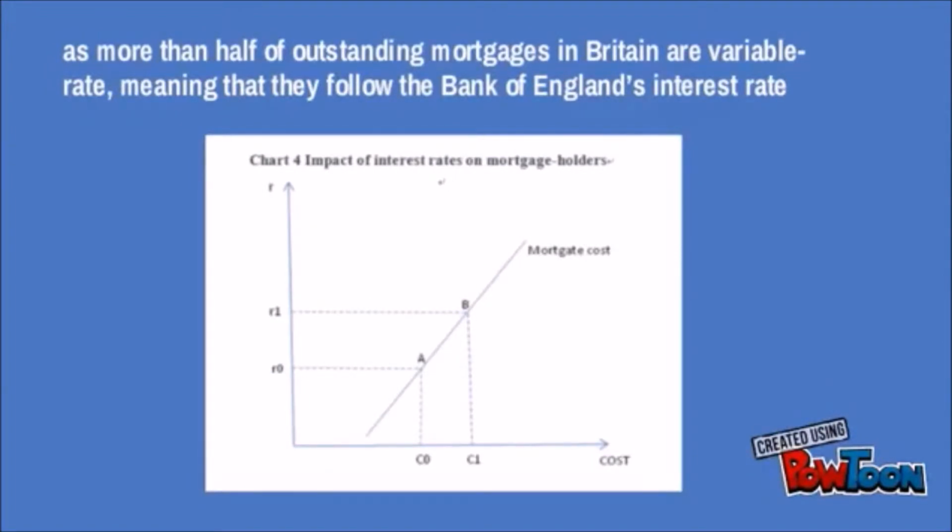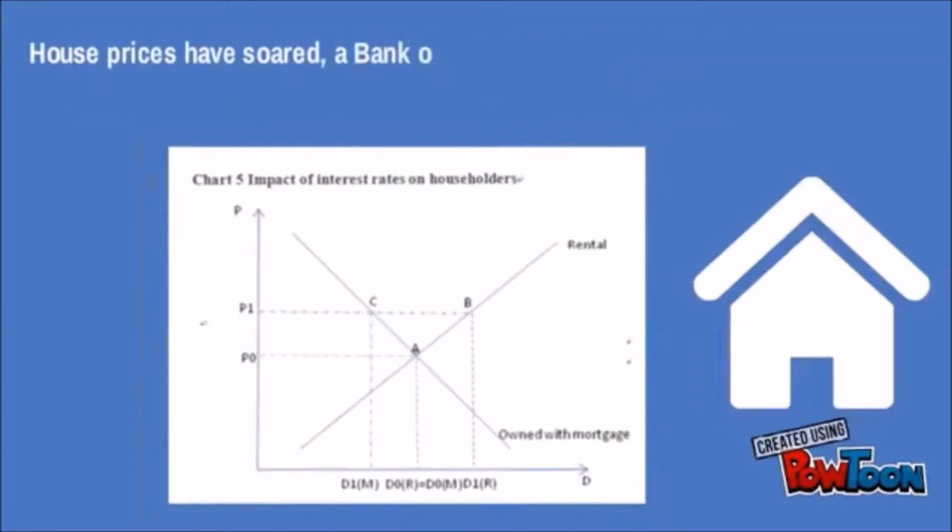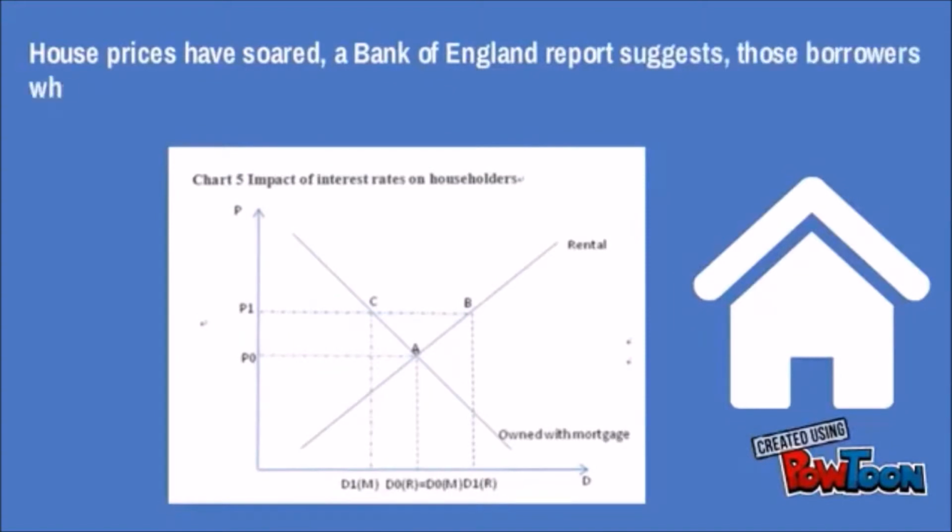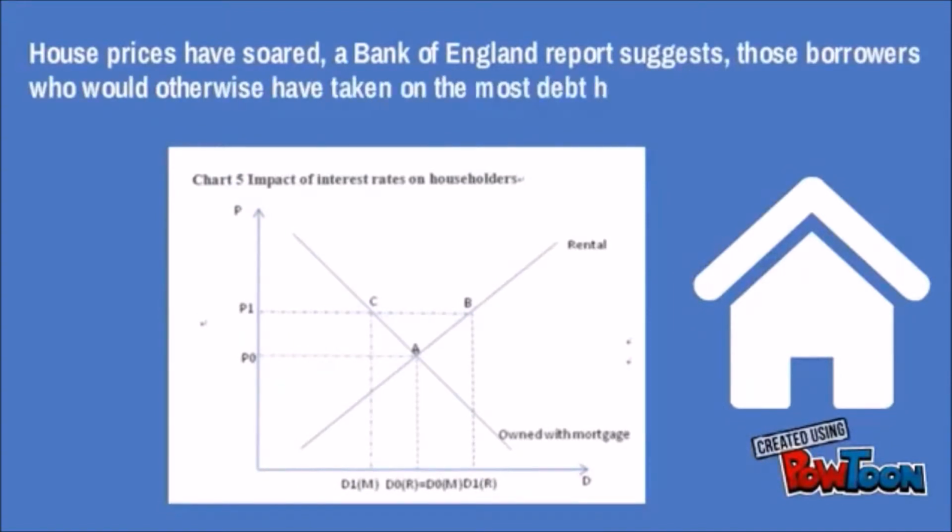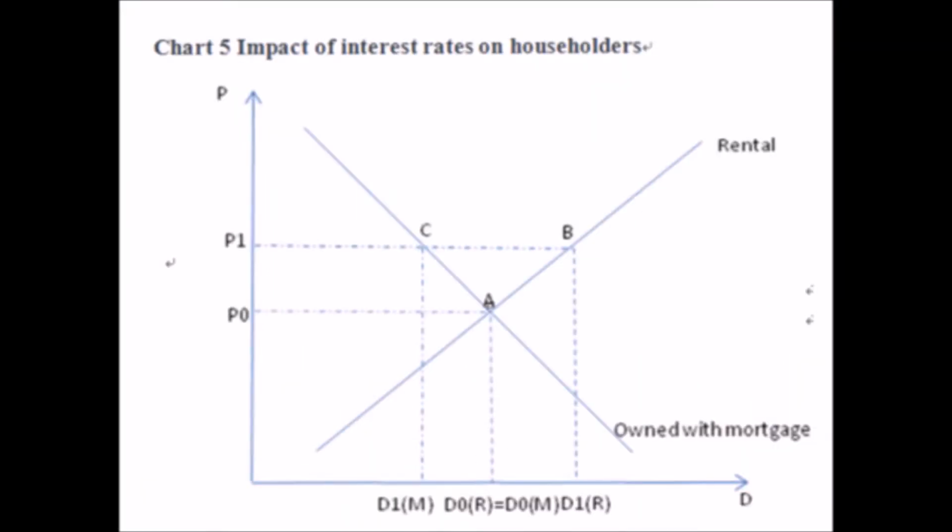When the interest rate increases from R0 to R1, the mortgage cost will increase from C0 to C1. As the house price increases and the rental house people will increase from point A to point B, but as the price increases sharply, those with mortgages will decrease from point A.